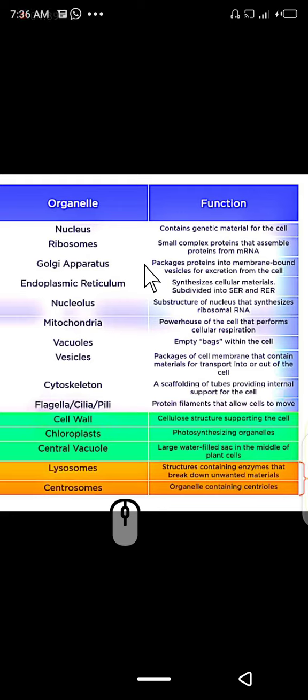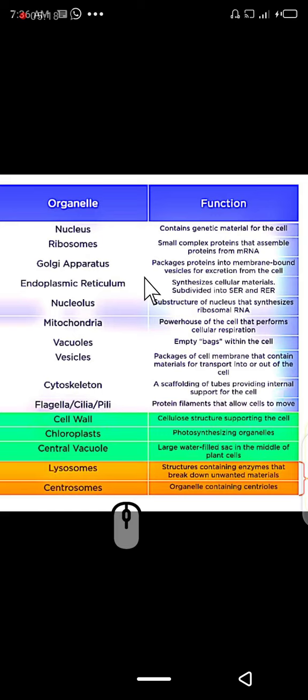Then the next organelle is the Golgi apparatus. I don't know how you say Golgi, as long as you know the spelling and the pronunciation. They package proteins into membrane-bound vesicles for excretion from the cell. So once they package proteins into the membrane-bound vesicle, they are there for excretion as well. Then the endoplasmic reticulum: we have the SER and the RER, and they're different.